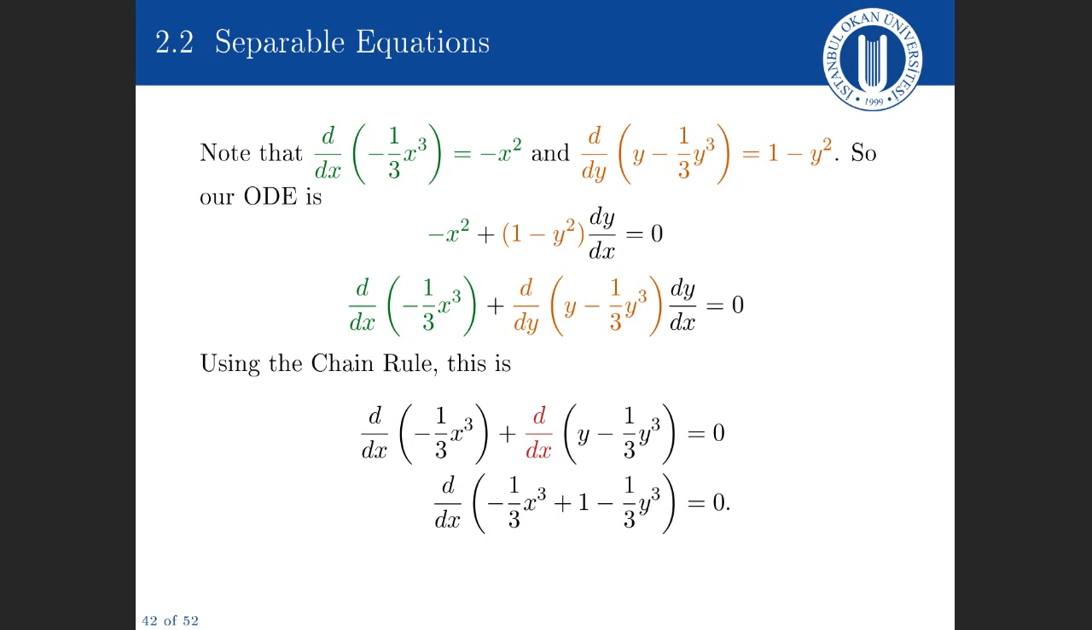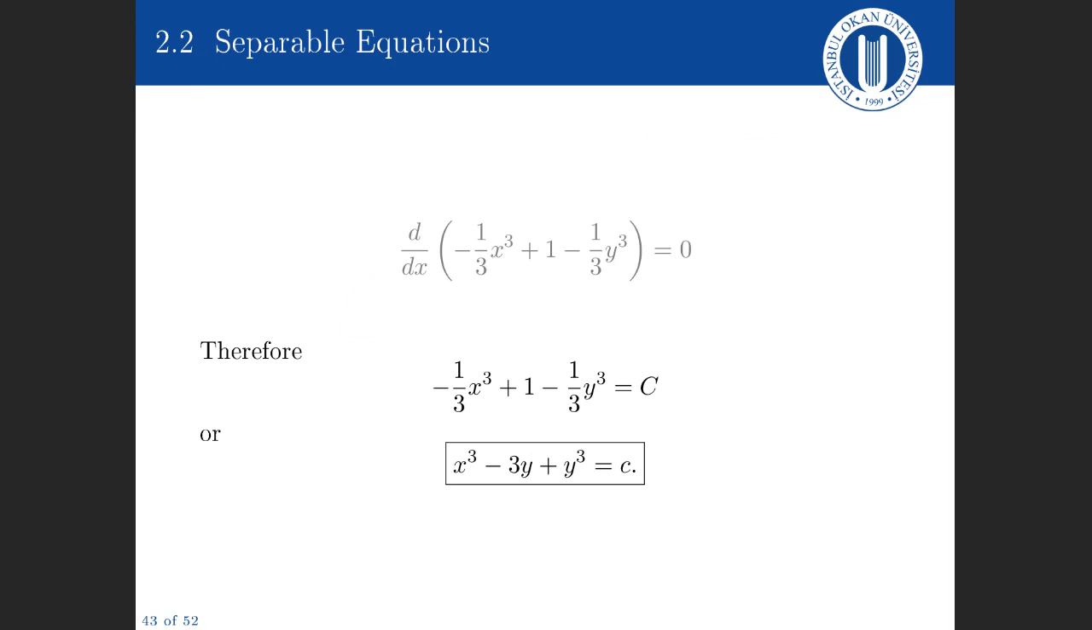Our equation is the same as d/dx of minus 1/3 x cubed plus y minus 1/3 y cubed is equal to 0. And this is easy to solve. We can just integrate. Integrate the left side, the derivative just disappears. Integrate 0, we have some constant. Minus 1/3 x cubed plus y minus 1/3 y cubed is equal to some constant, capital C.